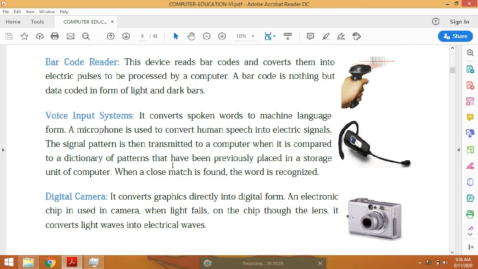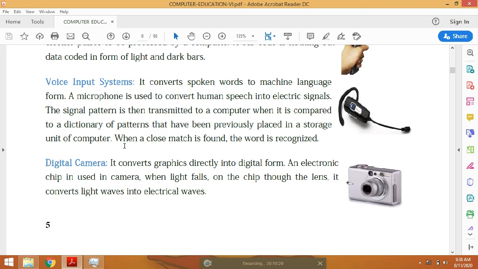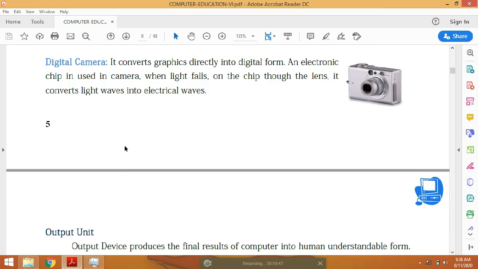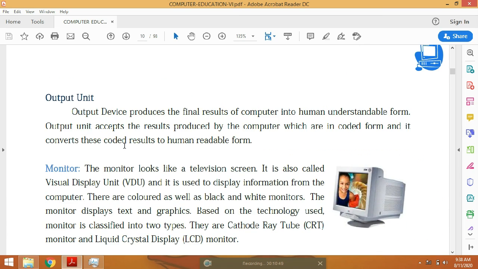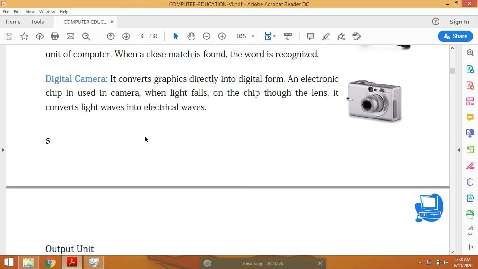Then the voice input system. Mostly we use microphones, headphones, or earphones. All these are used for voice input. Then the digital camera, which captures images and stores them in digital form. Then comes the output devices. We will talk about output devices later on. That's all for today.